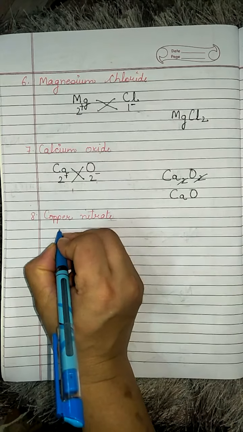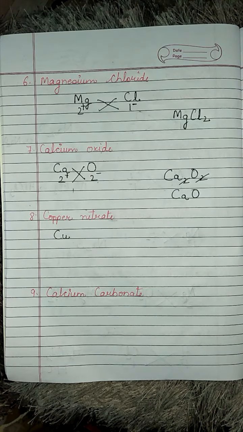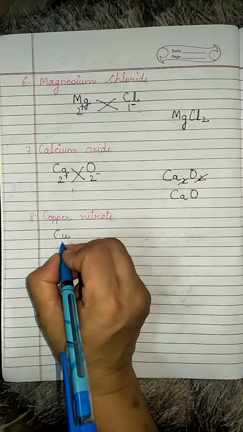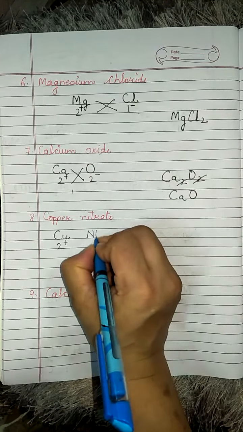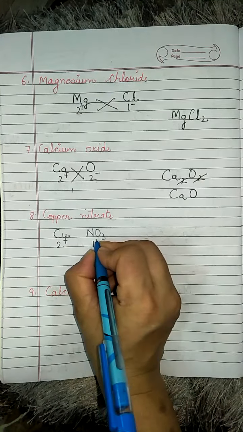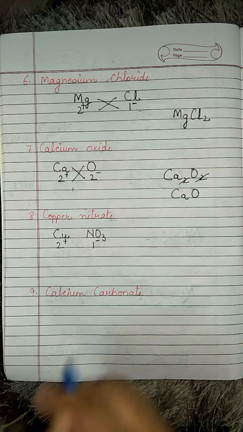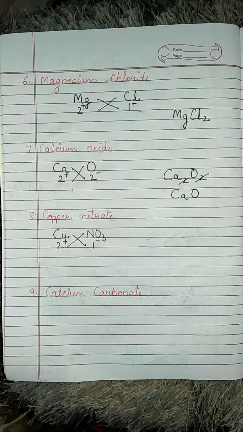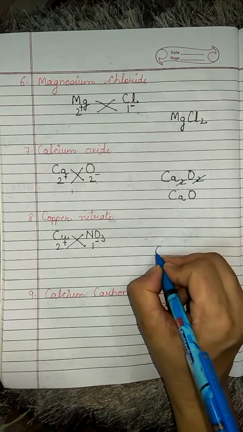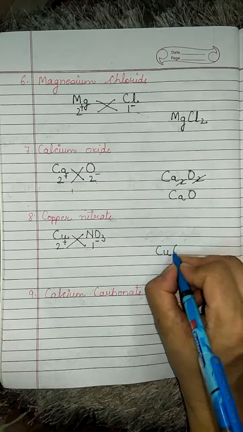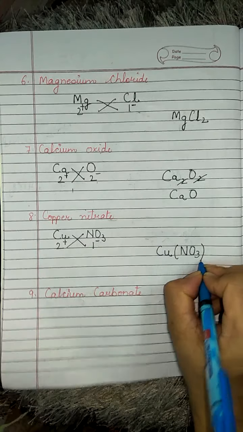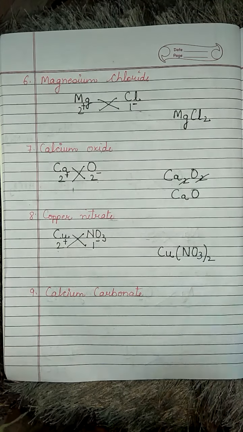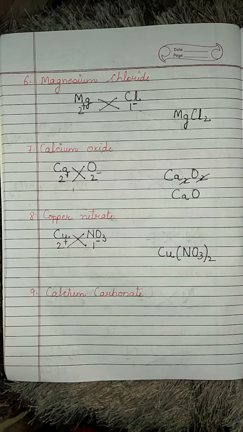Then copper nitrate. The symbol for copper is Cu. We are going to take its valency as 2 positive. Nitrate is NO3, and it is 1 negative. Again I am reminding you, these valencies should be learnt by you. What will be your formula? Just see. Cu, and as NO3 is a group, we write it in bracket form: NO3 with 3 inside, bracket closed. What is outside? It is 2. Cu(NO3)2.